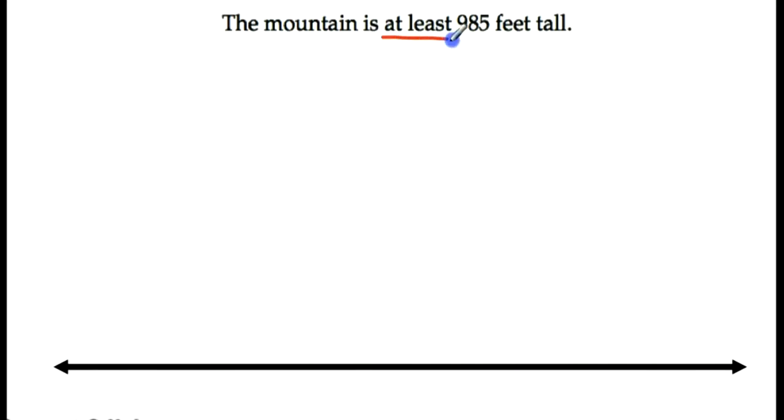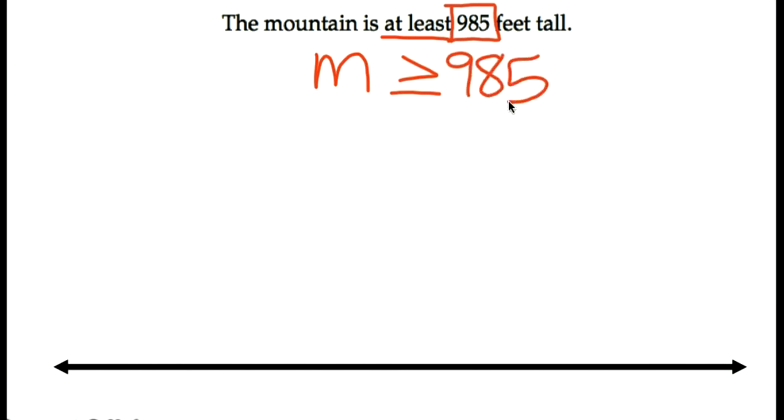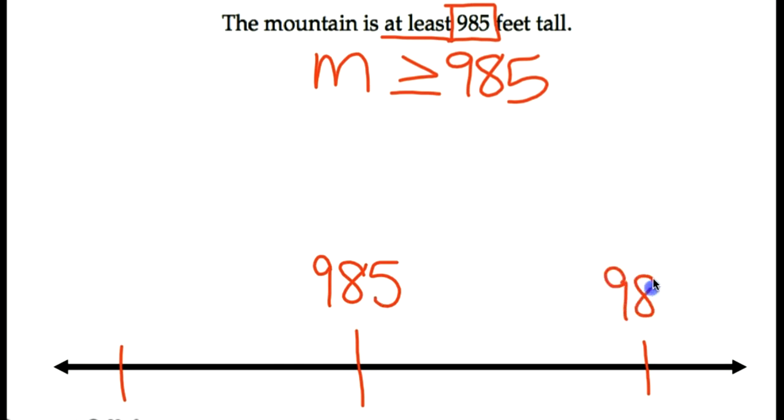The next one: the mountain is at least 985 feet tall. So at least is my key words, and that means we're going to have greater than or equal to. I'm going to represent the mountain by M, and the number is 985 feet tall. When I graph, I use my 3 tick marks. The middle number is the number that's in my inequality. One larger is 986, and one less is 984. I'm going to have a closed circle because of the greater than or equal to part.